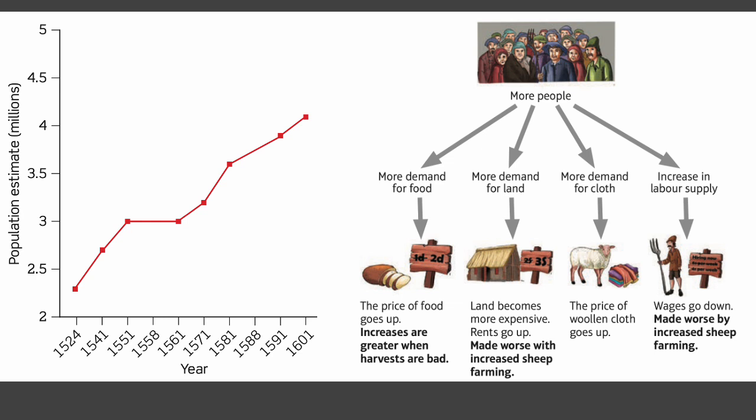And then lastly, more people means there's an increase in labour supply. More people, less jobs. Okay. As a result, wages will go down. This is going to be made worse by sheep farming, which is one of our features we'll talk about very, very shortly. So if there's more people wanting jobs and the bosses have got 5 or 10 people for one job, they will say, well, I'll lower the wages.